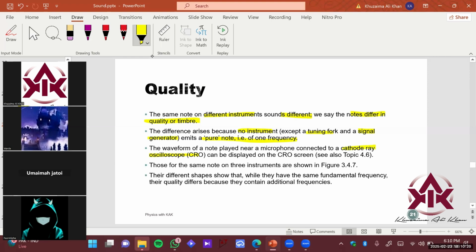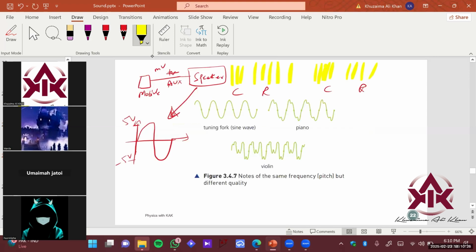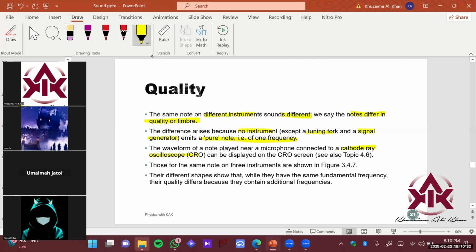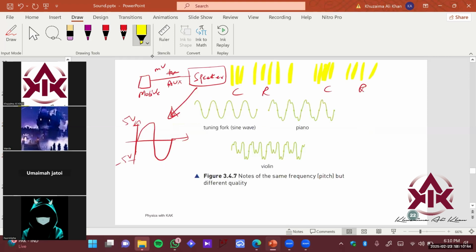So CRO is a cathode ray oscilloscope. It displays the electrical signals. Okay, if you can see it over here, these are just displayed on the screen of a CRO, right? You will learn how it works and how it generates waves. Their different shapes show that while they have the same fundamental frequency, their quality differs because they contain additional frequencies here, right? So you can see the frequency is almost the same, right? This is one cycle, this is one cycle, this is one cycle. Lambda, lambda, lambda. Similarly, for frequency, this is one time period, one time period, one time period, right? You can find frequency from 1 over T. I can see that it is roughly equal, right? Roughly the same. So what differs is the quality, the shape.